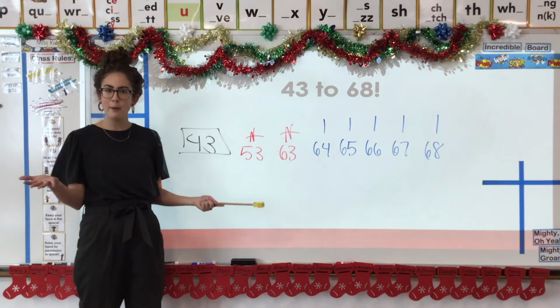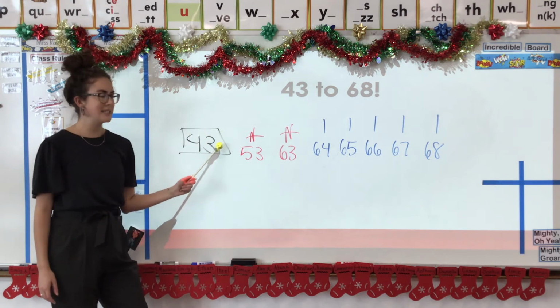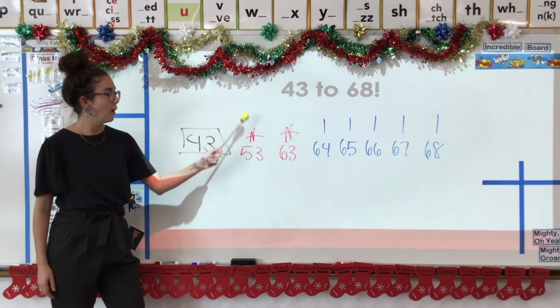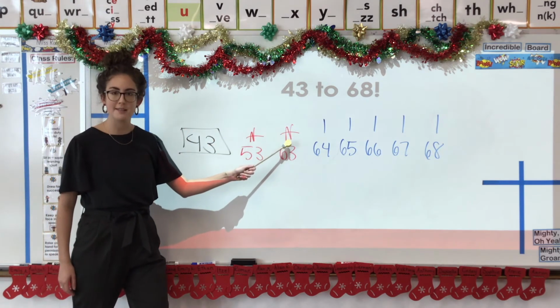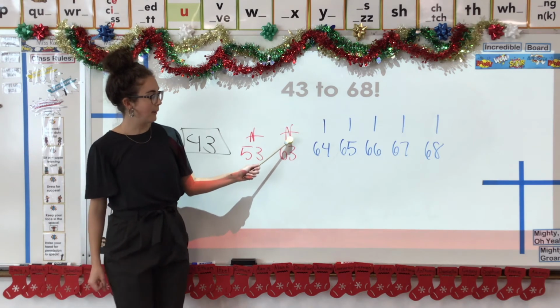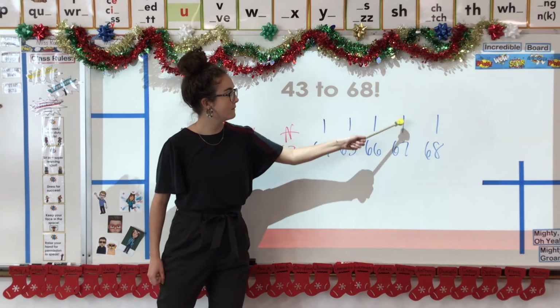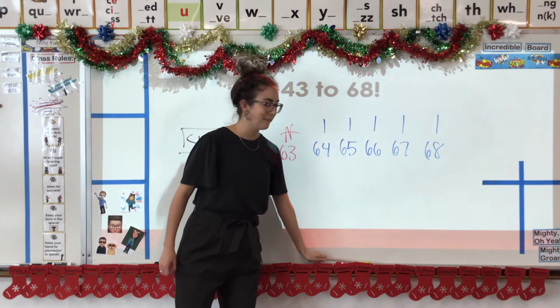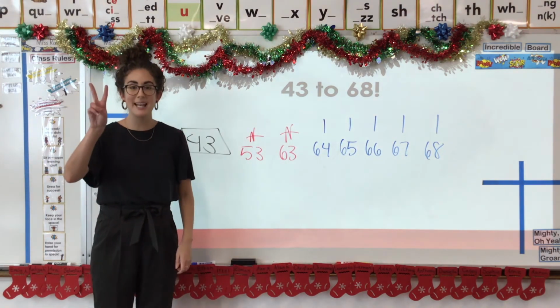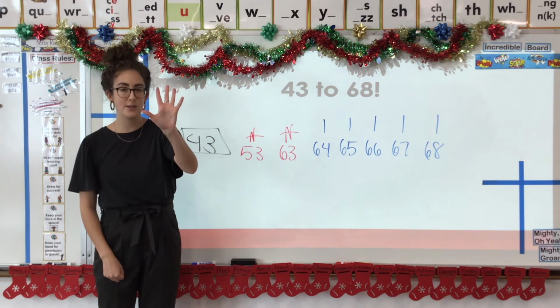Let's see. How much did we count? How many tens did we count? Let's take a look. 1 ten, 2 tens. 2 tens. How many ones? 1, 2, 3, 4, 5. Awesome. We counted up 2 tens and 5 ones.